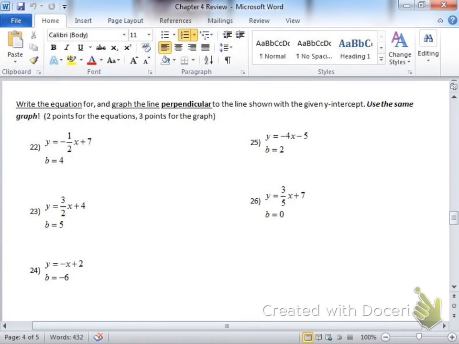All right, so number 22, there's actually a typo here. It says write the equation for and graph the line. You don't have to graph the line on these. I didn't give you a graph. So cross off anything that talks about the graph. We're just writing the equation for the line perpendicular.